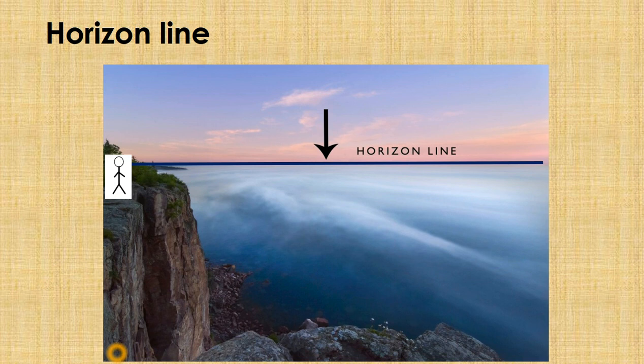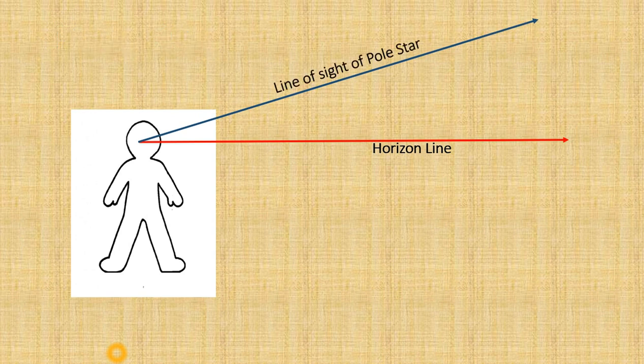Now let's check out how we can determine the latitude of a place in the northern hemisphere by looking at Polaris. Let's take an example. Somebody is standing somewhere in the northern hemisphere, so this red line will be his horizon, right? And to see the pole star, the person has to look into the sky, and it forms a line from the star to his eye. The line that forms from the star to the person's eye can be called the line of sight of the pole star.